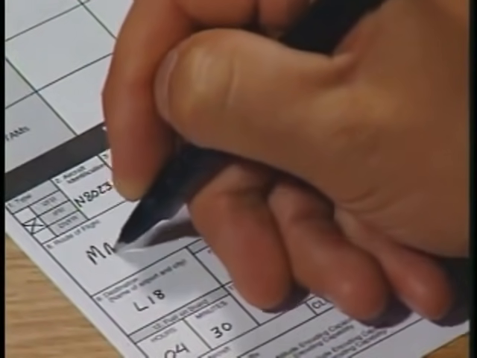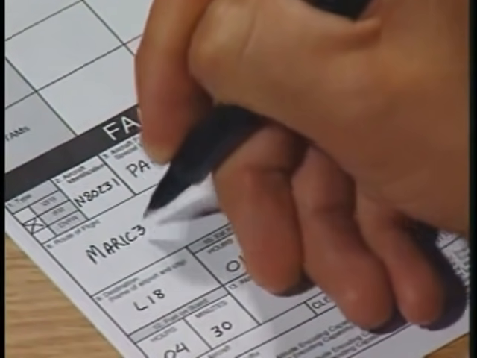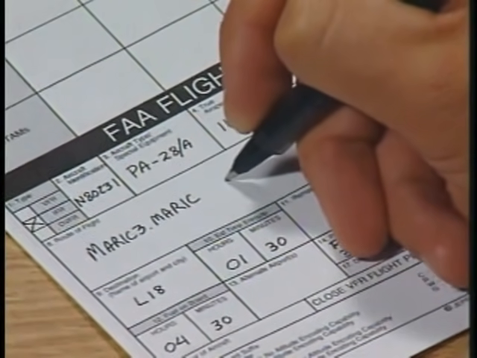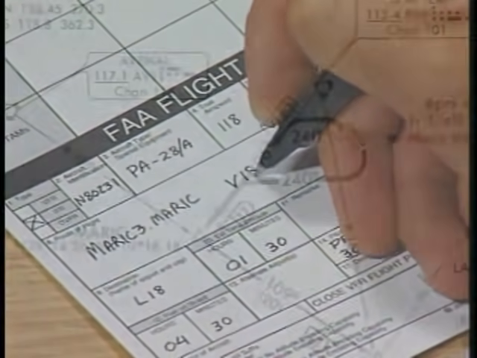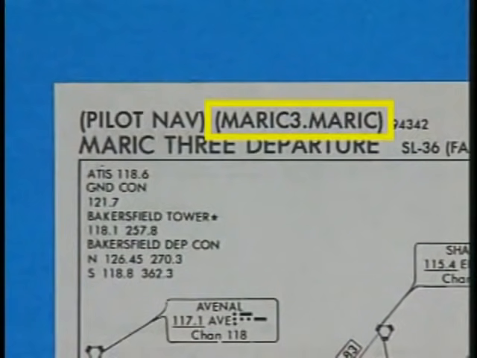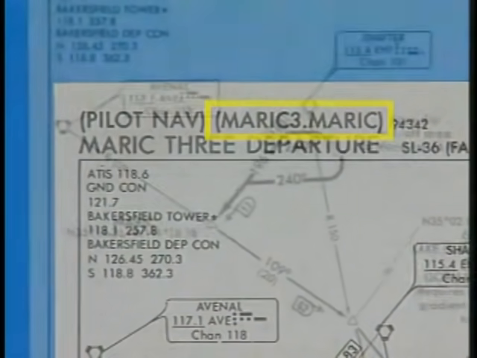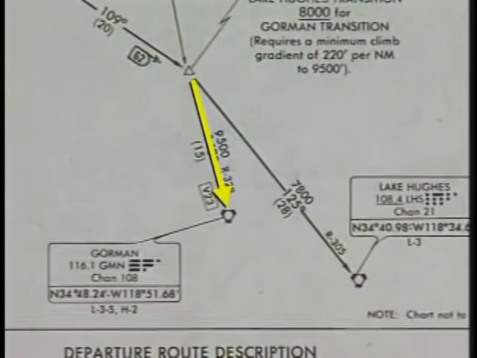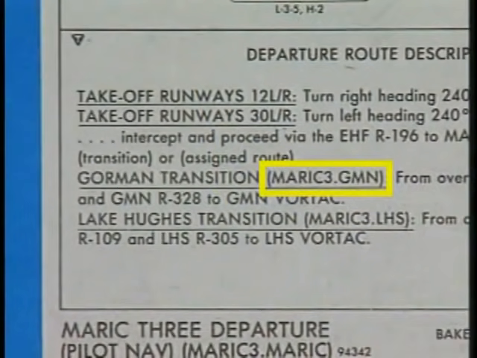When filing an IFR flight plan that incorporates a DP, you should use the computer departure code, including the departure name and, if appropriate, transition name. For example, if you're using the Merrick 3 departure to Merrick intersection and then proceeding en route from there, the code MARIC3.MARIC should be used on the flight plan. If the flight is composed of a departure and transition route, such as the Gorman transition, the code MARIC3.GMN should be used.